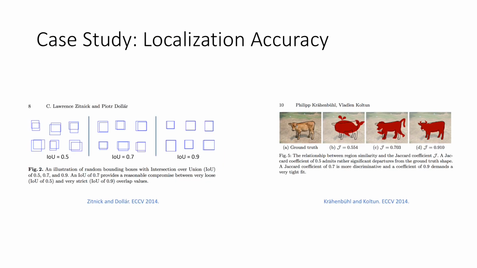So let's look into intersection over union a bit more. There are two really nice illustrations, both from papers in 2014, that illustrate very intuitively what it means for boxes and masks to have a certain intersection over union overlap. You can see that for either boxes or masks, if you pick a low value, like 0.5, then the geometric objects can be fairly far apart from each other. Naturally, as the overlap requirement becomes higher, the entities start to align very well.